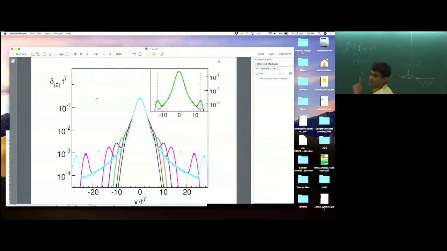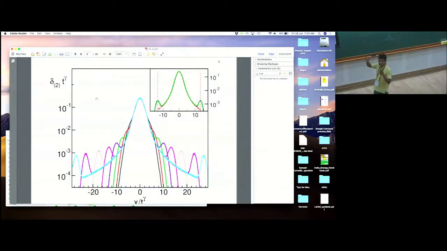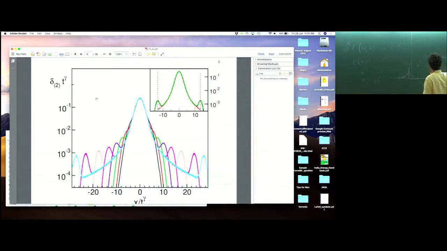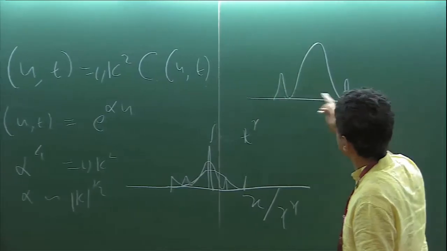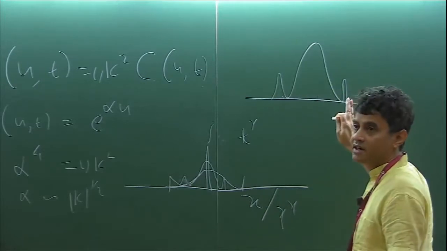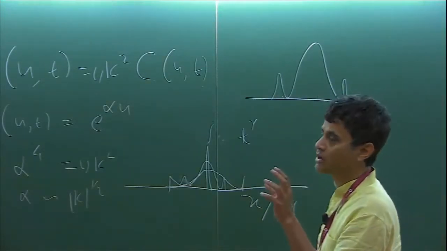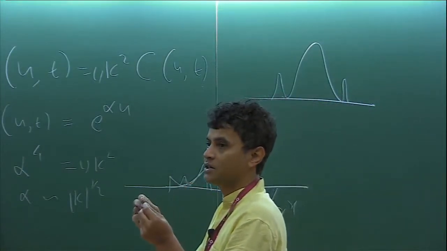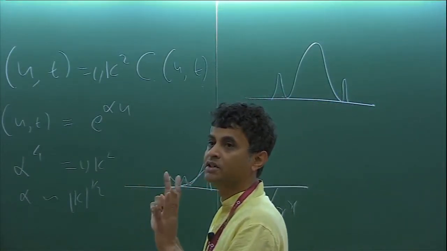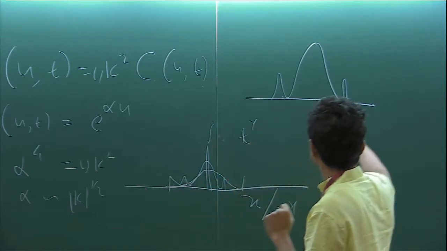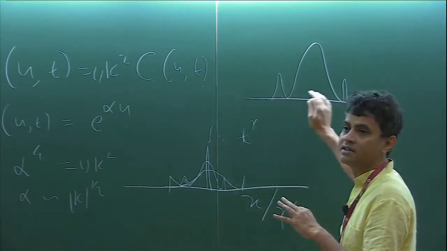You don't get the delta functions. In the real system you get these peaks, but these are not strict delta functions. So you can change the Levy walk a bit. You can say that you choose the velocity from some Gaussian distribution, and in that case you can even fit these edges.